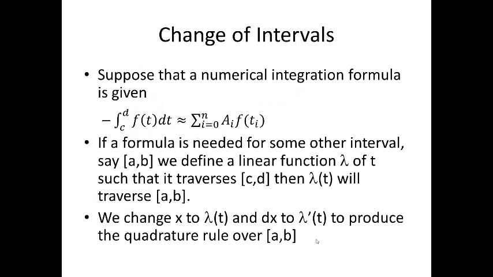Suppose the numerical integration formula is given from c to d of f of t dt, and we can approximate that using the coefficients a sub i and the function evaluated at points t sub i. If a formula is needed for some other interval, a b, we can define a linear function lambda of t such that it traverses cd, and then lambda of t will traverse ab. We change x to lambda of t and dx to lambda prime of t, and that will produce the quadrature rule over ab.